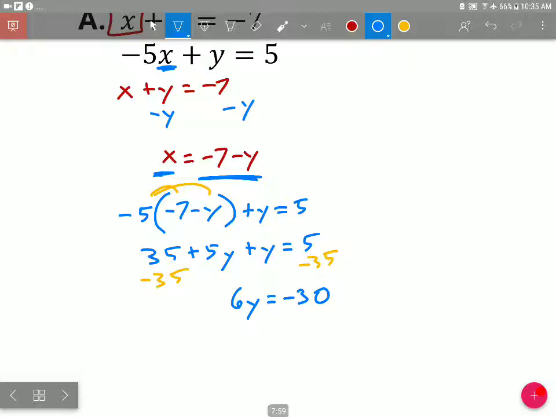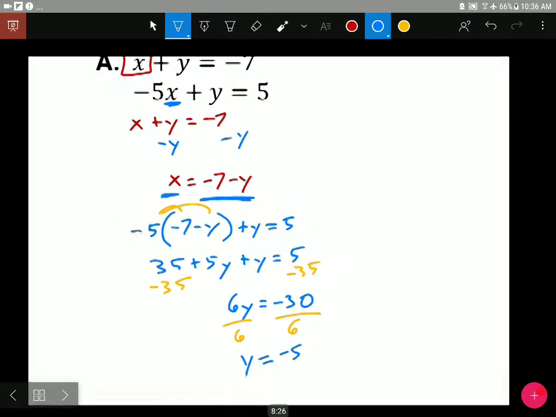What's the last thing you got to do? Divide by what? So negative 30 divided by 6 is negative 5. Cool. Now you might think, all of that for one of them? Do we have to do it again? No, you don't. You do have to plug it in and find the other one, but it does not require all that work. Okay?